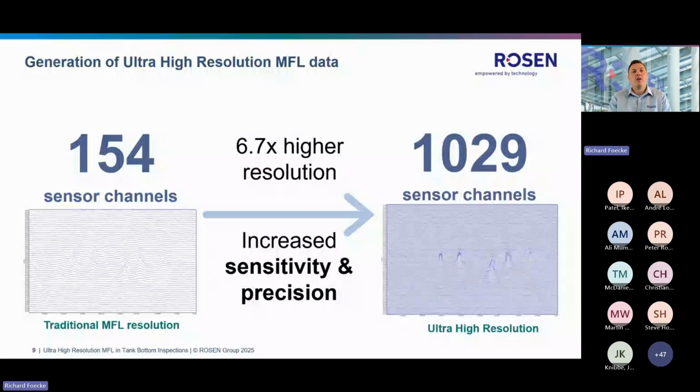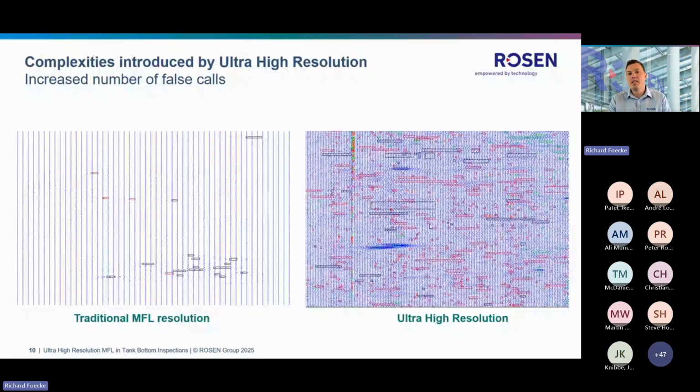However, with the lower detection threshold, we come also closer to the noise level. And this leads to an increased number of false calls. Here on the left side, you can again see a traditional scan with a traditional MFL resolution. You can clearly see the sensor lines, and you can see the defects that are boxed. On the left side is just a handful, but if we switch to the right side, where we have the data set with the ultra-high resolution, you can immediately see that we pick up a lot more indications. But parts of it are of course also false calls. And you can imagine that disabling these manually is almost impossible.